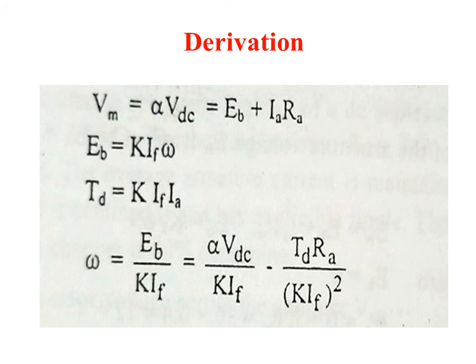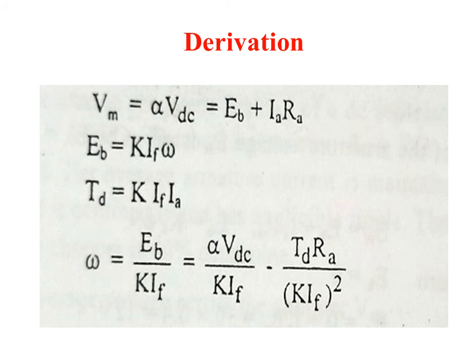Now if you substitute this IA into our speed equation, finally we will get the steady state speed equation of separately excited DC motor when it is connected to a chopper, that is our step down chopper. The omega is equal to alpha into VDC by K into IF minus TD into RA by K into IF whole square. So this is the finalized steady state speed equation of separately excited DC motor which is connected to step down chopper.